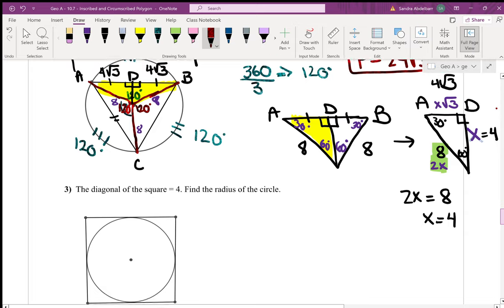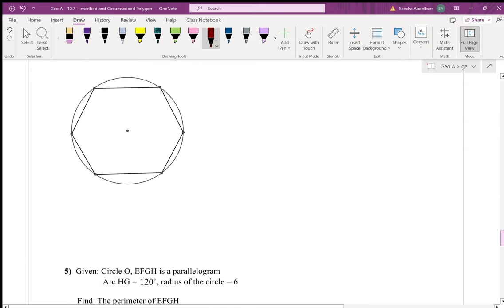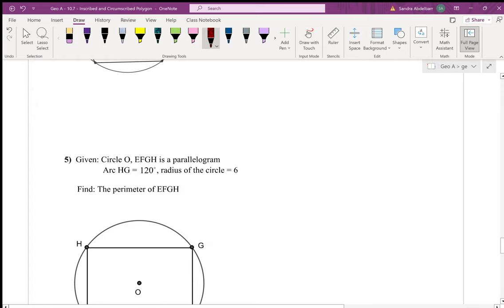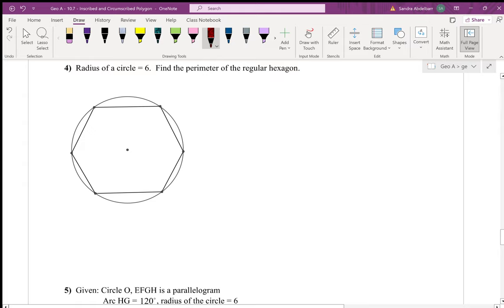I'm going to come back and do number 3, but let's just stick with the same process. Let's go to number 4 first. All right, the radius of a circle equals 6. Find the perimeter of the regular hexagon.